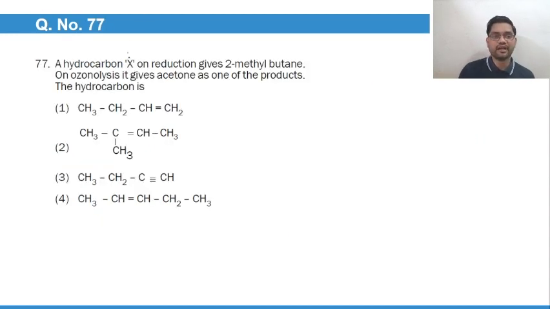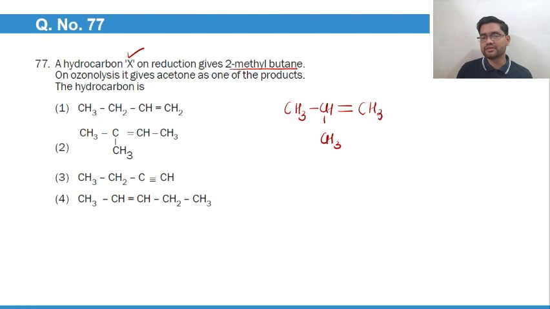77. A hydrocarbon X on reduction gives 2-methyl butane. On ozonolysis, it gives acetone as one of the products. So for making acetone, you need an alkene of isobutylene type. It gives you 2-methyl butane, so this will be the structure. So this should be the answer. The hydrocarbon is CH3, only this has the CH3 group, so I'll go with option number 2.